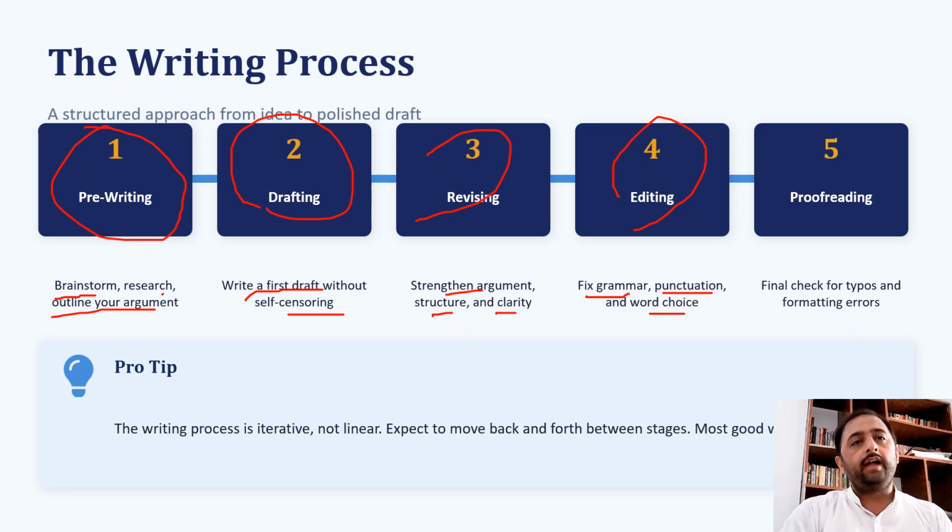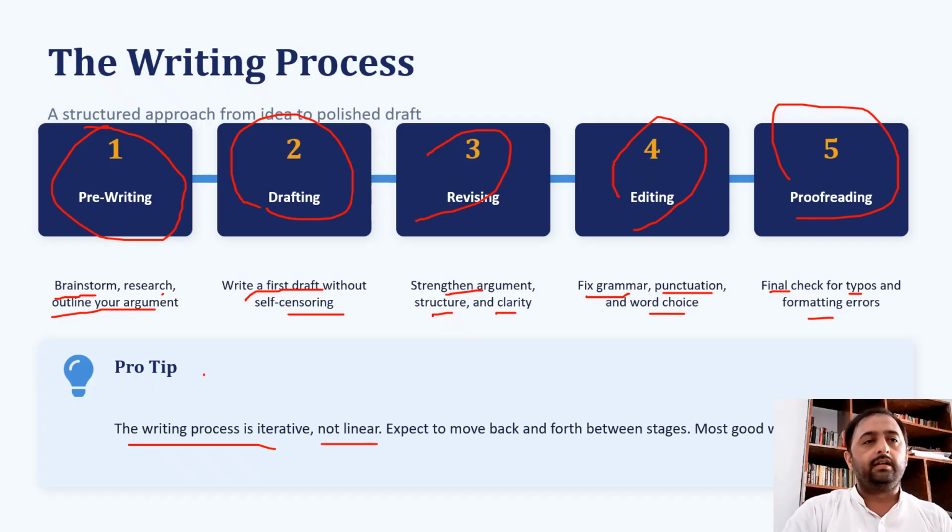So, after editing your document, there comes the final stage, which is called proofreading. Proofreading means a final check for typos and formatting errors. Maybe there are some formatting errors or typing errors. You can omit them. So here I have a pro tip for you. The writing process is iterative and not linear. Expect to move back and forth between stages. Alright, so that's the most probably working pro tip.